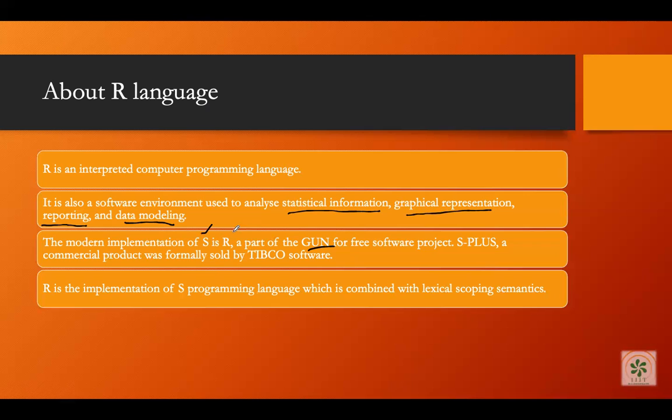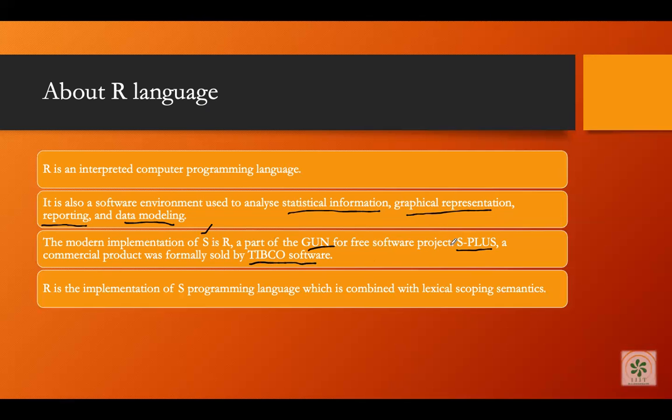So R is completely open source. It is under GNU, and the updates as well as the package updates and package use will all be managed by GNU. There is a variation of S, which is called S-PLUS, a commercial product, formerly sold by TIBCO Software. So S-PLUS is the proprietary language which is sold by TIBCO Software.